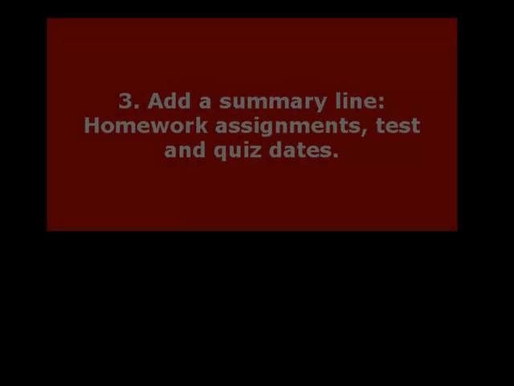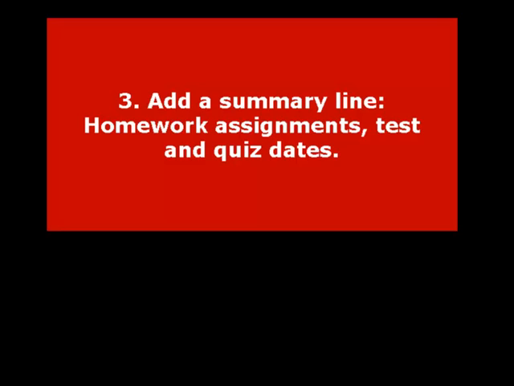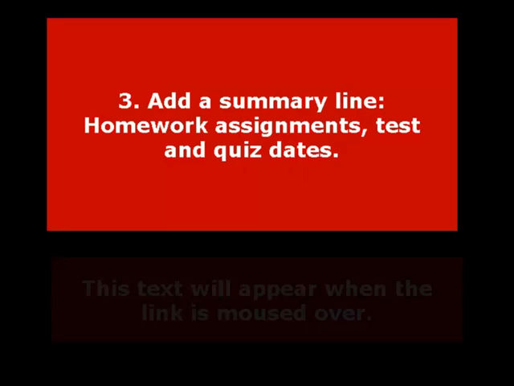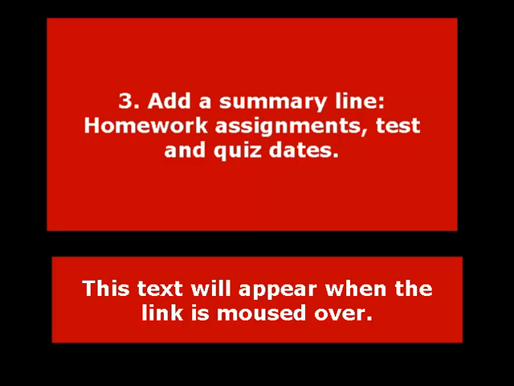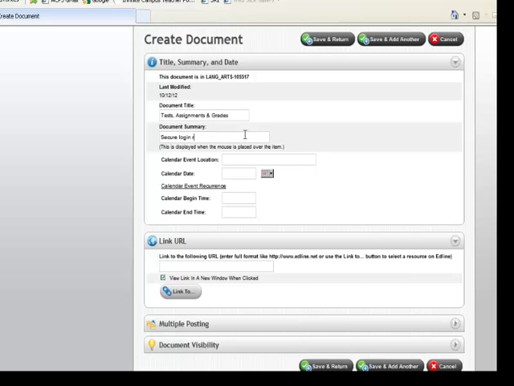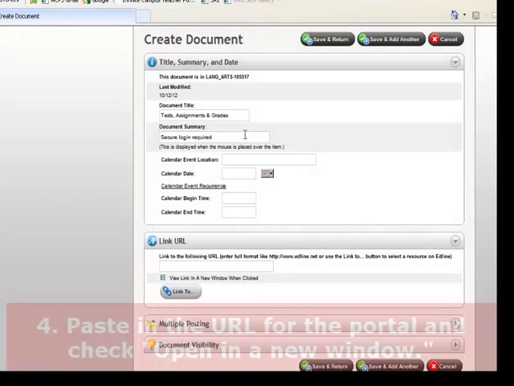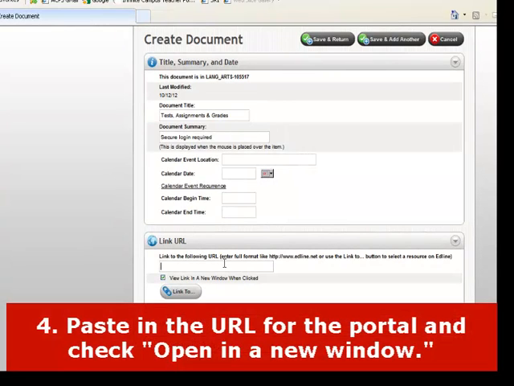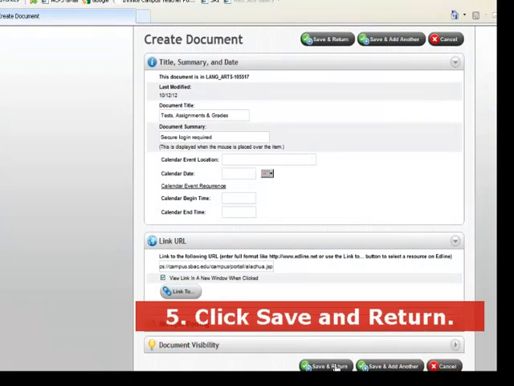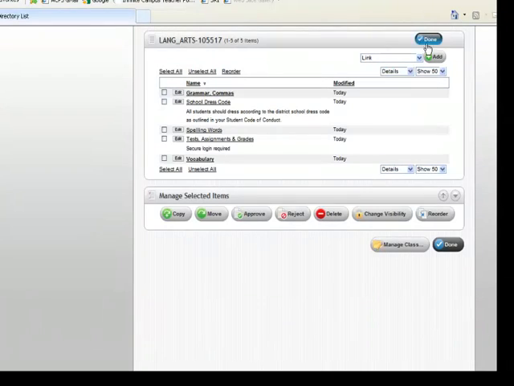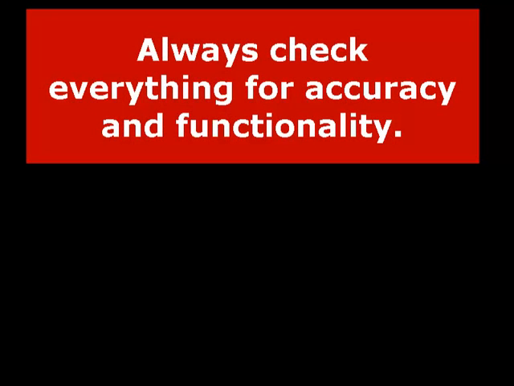Add a summary line, like homework assignments, tests, and quiz dates. This text will appear when the link is moused over. Paste in the URL for the portal and check Open in a new window. Click Save and Return. Click Done. Always check everything for accuracy and functionality.